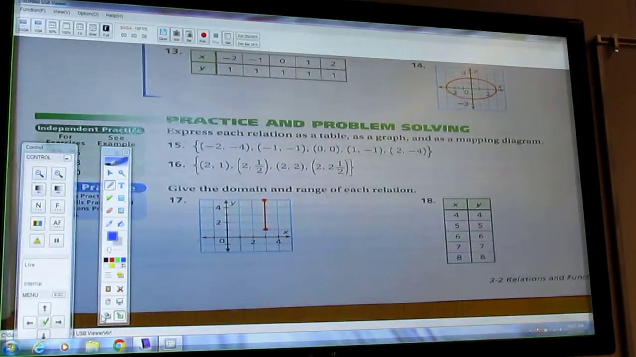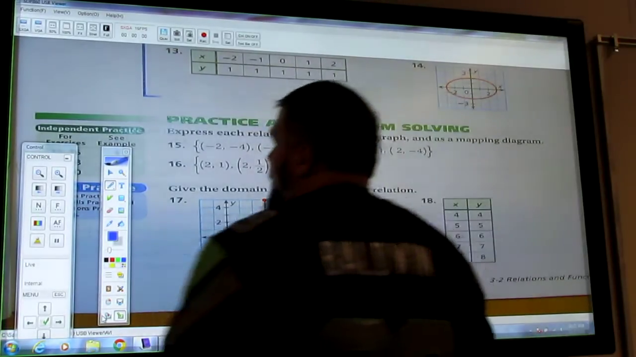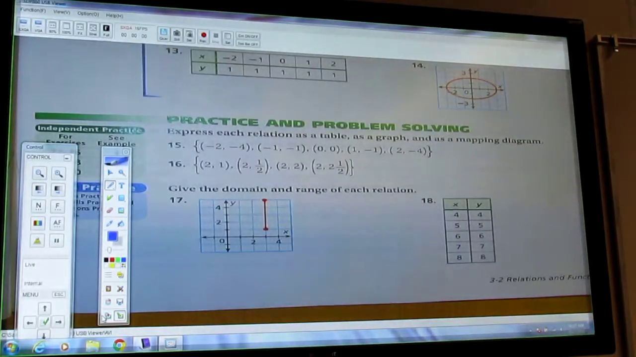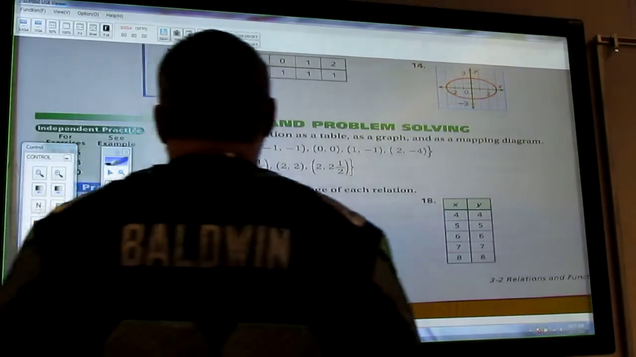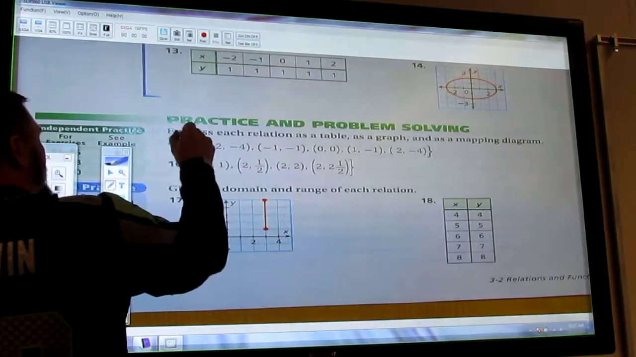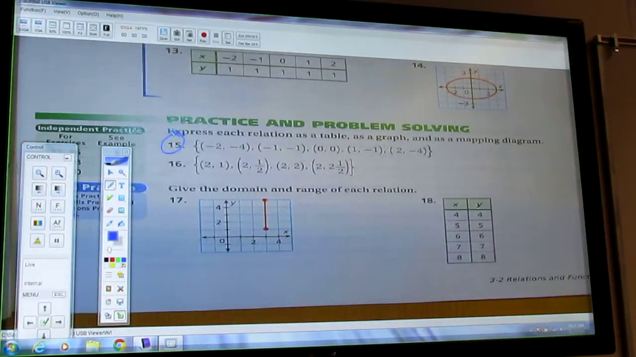Homework 3.2, page 173. Questions? What are we doing? 15 to 18. 15 to 20. All right. Good guess. So here's 15.